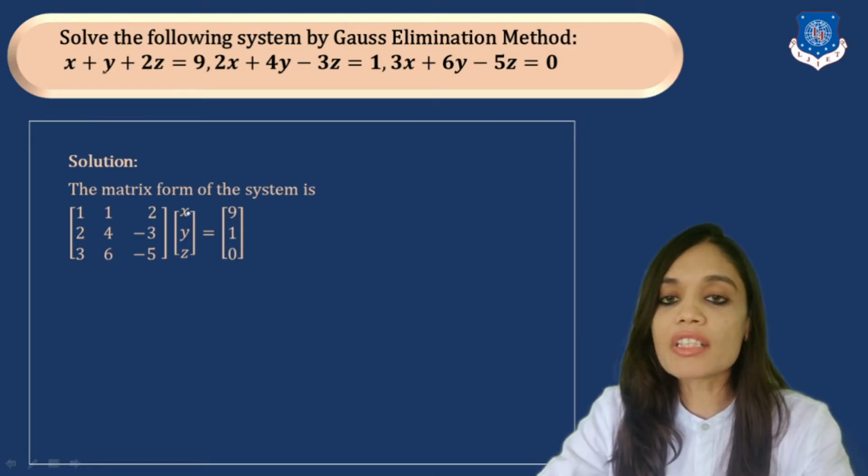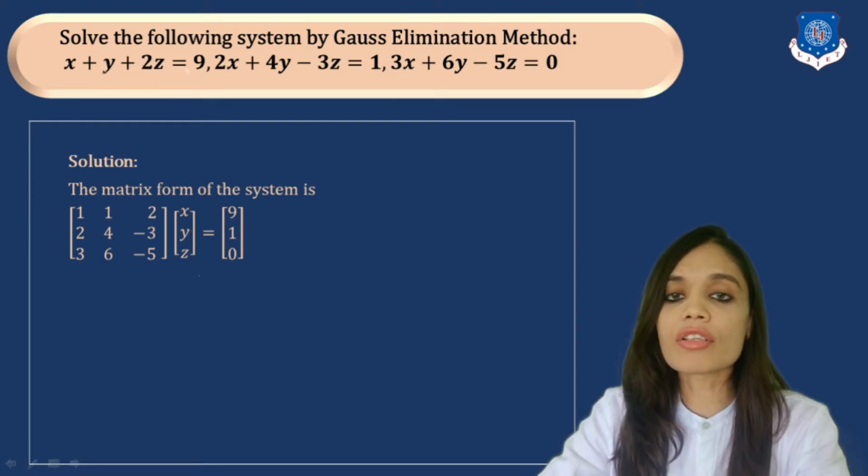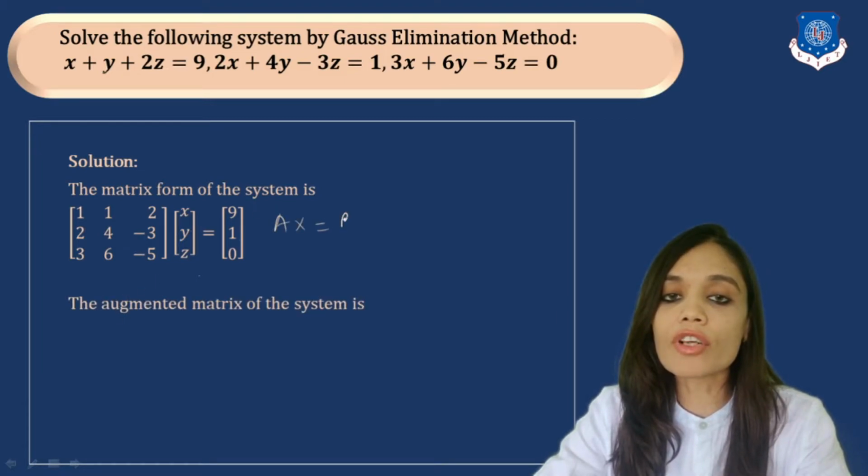Now our variables are what? X, Y, Z, right? And lastly, write the constants. They are 9, 1 and 0. Okay. Now this matrix notation is in the form of AX equals B.